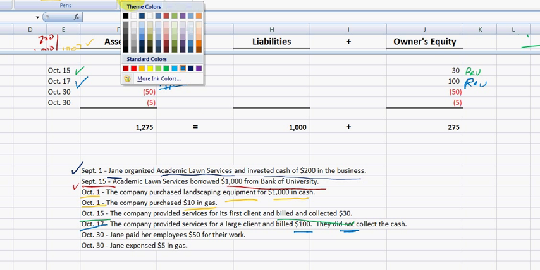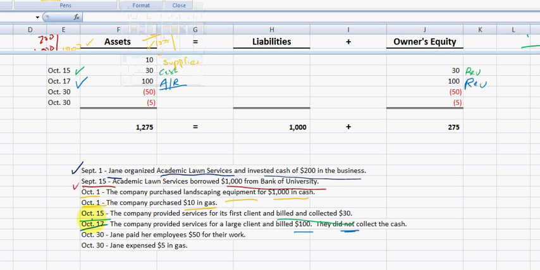On October 30th, Jane paid her employees $50 for the work. So here on the owner's equity side, we see an expense of salaries of $50. And here on October 30th on the asset column, we can simply decrease cash by $50.